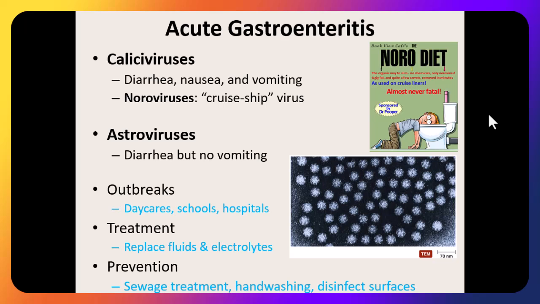Astroviruses also affect the GI. It generally just doesn't cause the vomiting. It's usually just lots of diarrhea. So biggest outbreaks: daycare, schools, hospitals, nursing homes. Treatment: we don't do antivirals, it's just replace the fluids and electrolytes, and you're not going to be happy for about 48 hours. Best prevention: sewage treatment, good hygiene, disinfecting surfaces.